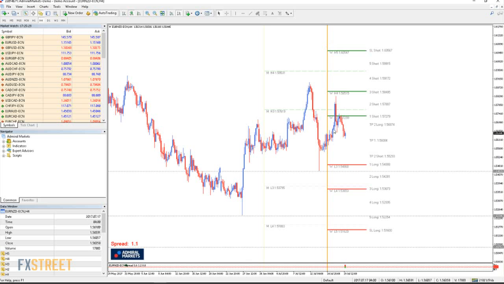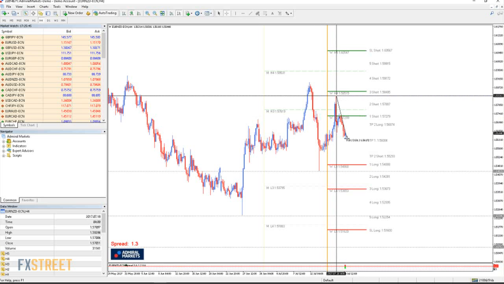So the first touch was here, and you can see how the price rejected initially on the first touch, making 80 pips. Then it went up, but it also rejected very close to H4. This rejection actually made 213 pips.